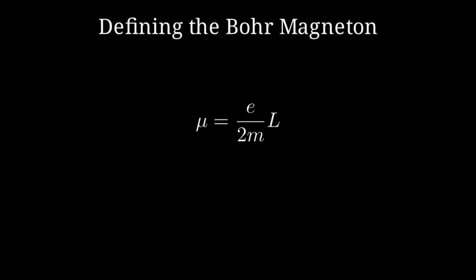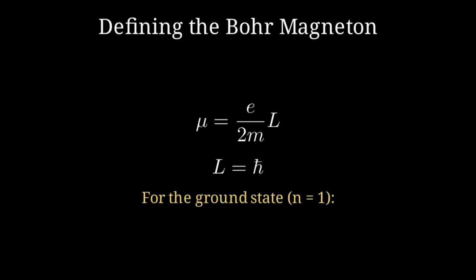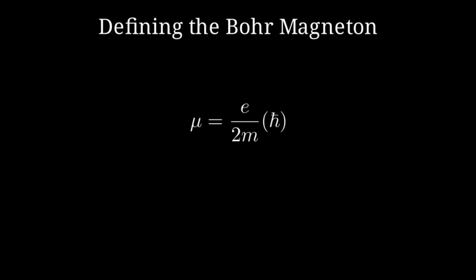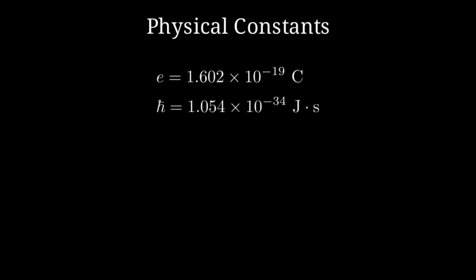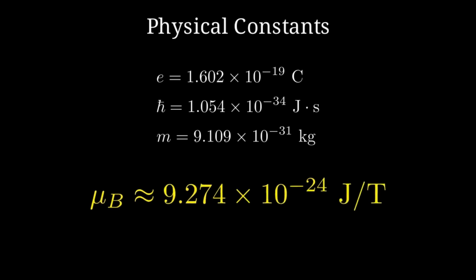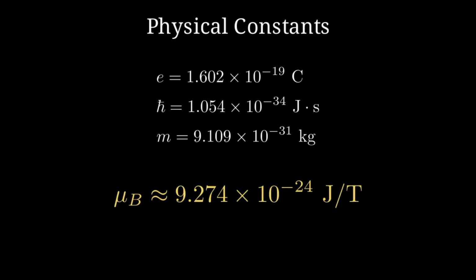When we substitute the fundamental unit of angular momentum into our magnetic moment equation, we define a new physical constant, the Bohr magneton, symbolized as mu B. It represents the natural unit for expressing magnetic moments. By plugging in the known values for the elementary charge, the reduced Planck's constant, and the mass of an electron, we find that the Bohr magneton is approximately 9.274 times 10 to the power of negative 24 joules per Tesla.